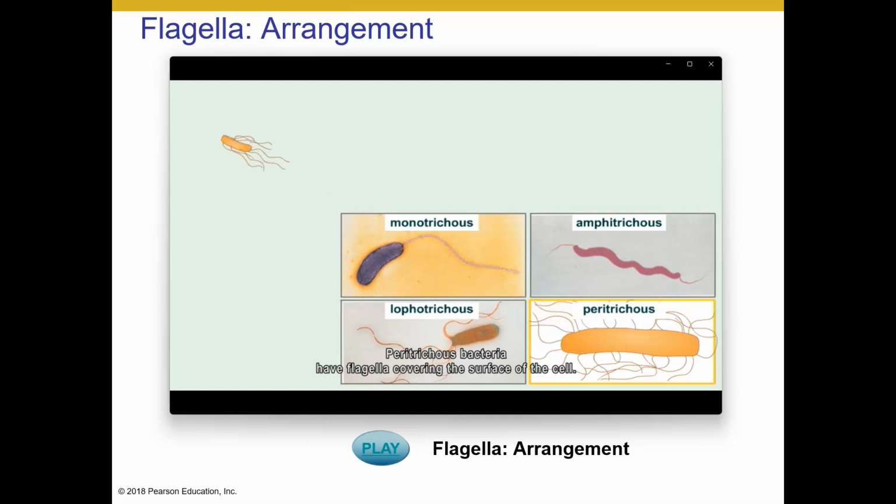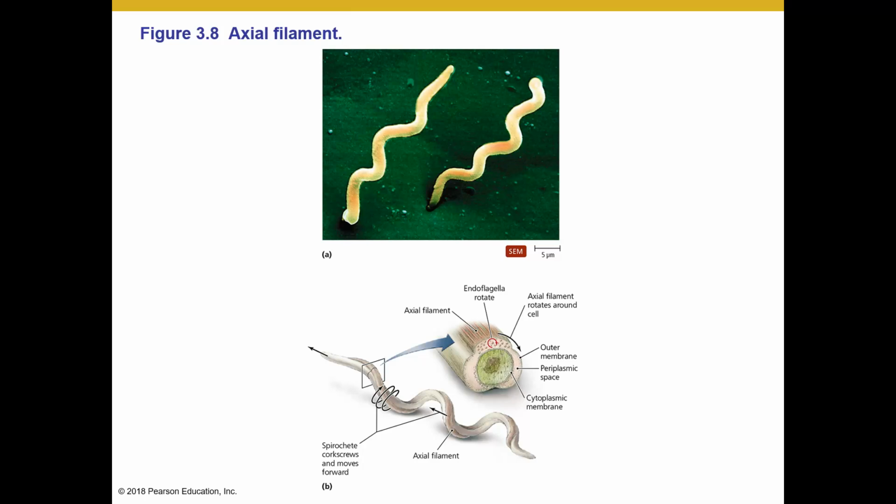Peritrichous bacteria have flagella covering the surface of the cell. Runs occur when all of the flagella rotate counterclockwise and become bundled, while tumbles occur when the flagella rotate clockwise and separate. Some bacteria, like Treponema pallidum, don't have external flagella at all.